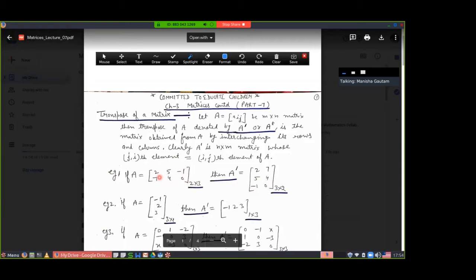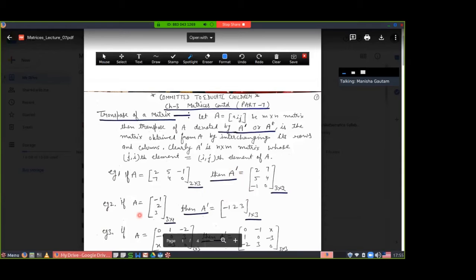Now each row becomes a column and each column becomes a row. Look here, this is a column and here it is a row. 5, 4 is in the second column and here it is in a row. The third column becomes a row. It means the order of the matrix now becomes 3 by 2. The previous one is 2 by 3, now it is 3 by 2. Rows and columns are interchanged. Then you get the new matrix. That matrix is known as the transpose of a matrix and the notation is A dash.